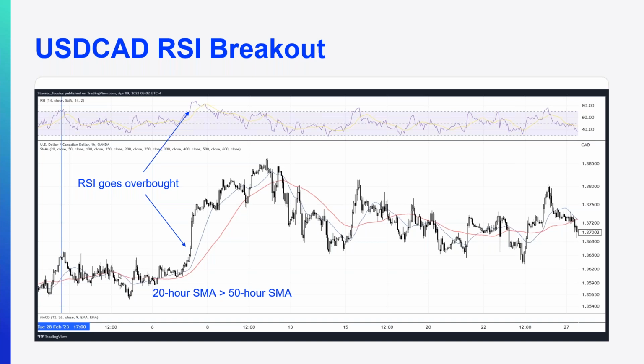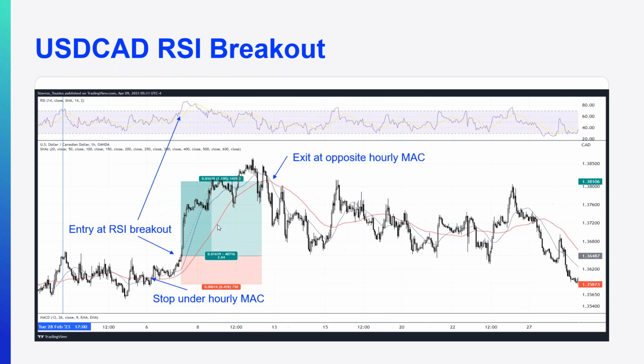Now look, this is the first time that the RSI went overbought after the crossover. So this is where we're looking for the potential entry, right? And we have the 20-hour SMA, which is above the 50-hour SMA. And this is actually the breakout level, guys. So this is our top. This is the resistance break. Okay. Now look at this.